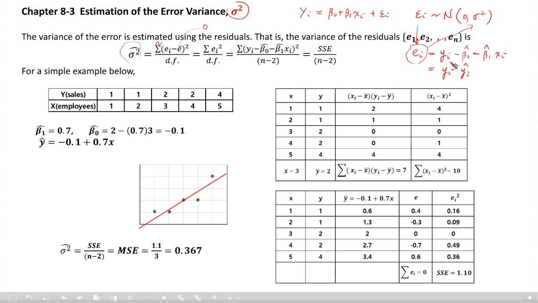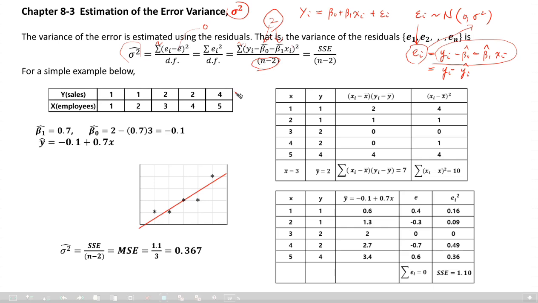So the sum of Ei square divided by degrees of freedom. Ei is what? This one. Residual is yi minus beta 0 hat minus beta 1 hat xi, squared. So in this case, how many parameters are estimated here? 2. Okay. So degrees of freedom is the number of summation terms, how many? N, minus the number of estimated parameters. So 2, n minus 2. Can you see it?